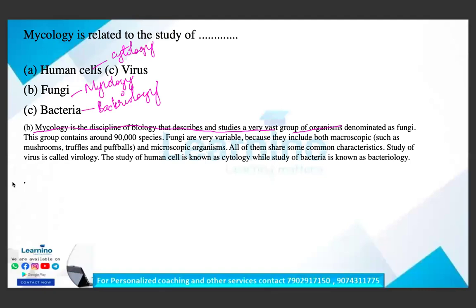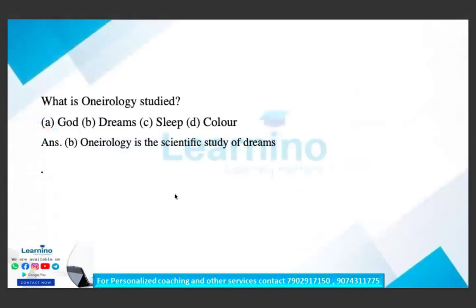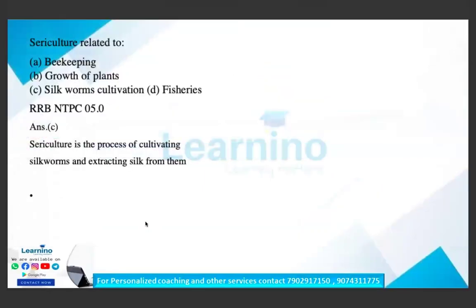So let's move on to the next question. What is oneirology called? Oneirology is the scientific study of dreams. Next question. Sericulture is related to silkworm cultivation. Sericulture is the process of cultivating silkworms and extracting silk from them.